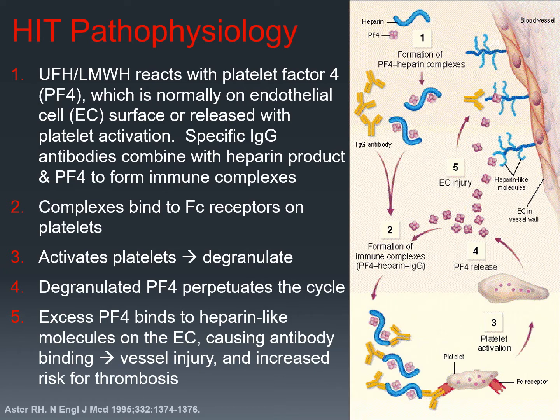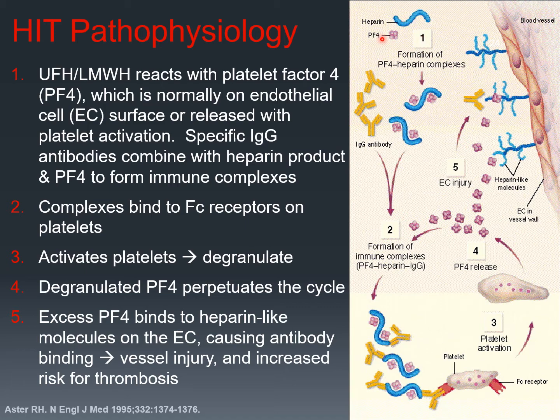I'll use this slide to talk through the pathophysiology of HIT. It is a little bit confusing, so I'll try to simplify it for you. If we begin at the top of the image on the right at position number 1, you will see that we have platelet factor 4, the PF4 complex here, as well as heparin available in the circulating bloodstream.